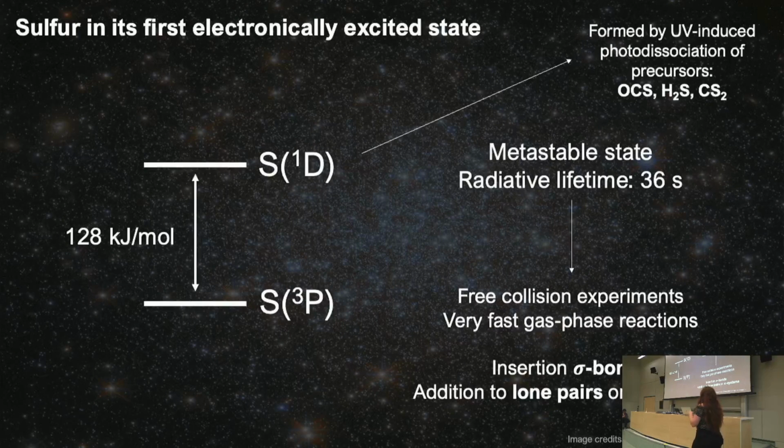Now, I will focus on sulfur in its excited state. Why do we care about the excited state? It is the first one, so the singlet D state. The gap between the fundamental and excited state is around 130 kJ per mole. It is a metastable state. It has quite a long radiative lifetime of 36 seconds. It has been proven to give very fast reactions. And it reacts in a peculiar way because it's able to both insert into sigma bonds, but also to add to lone pairs or pi systems.